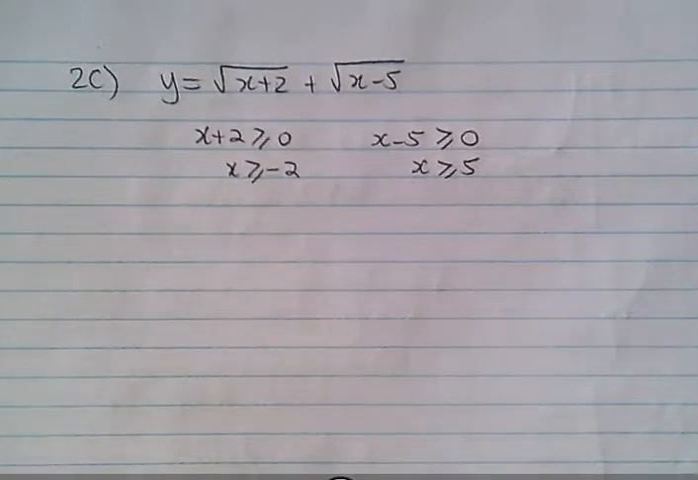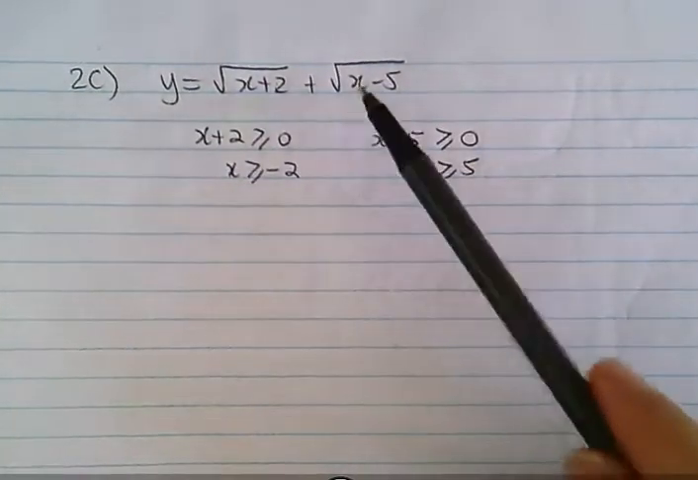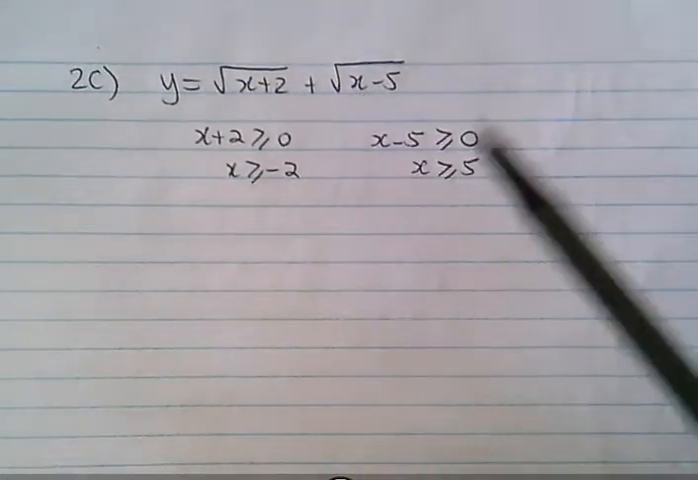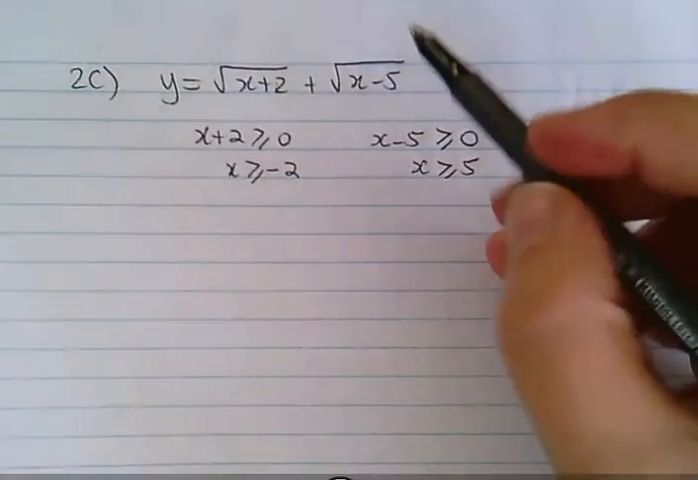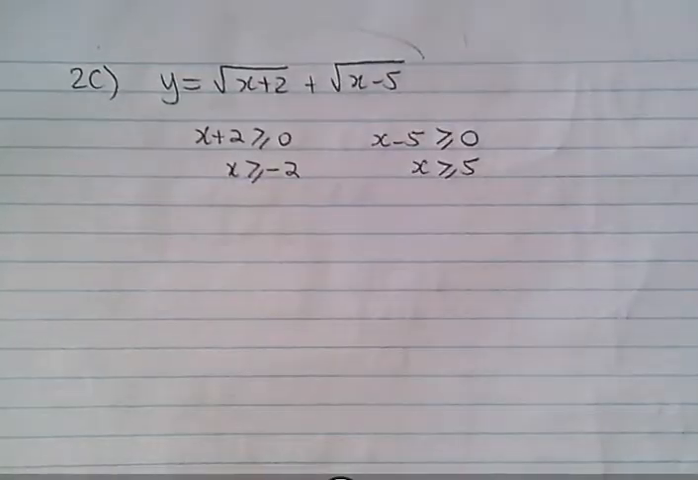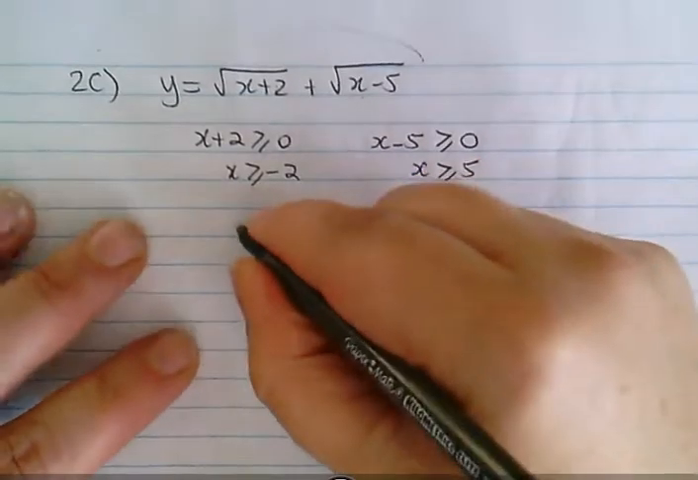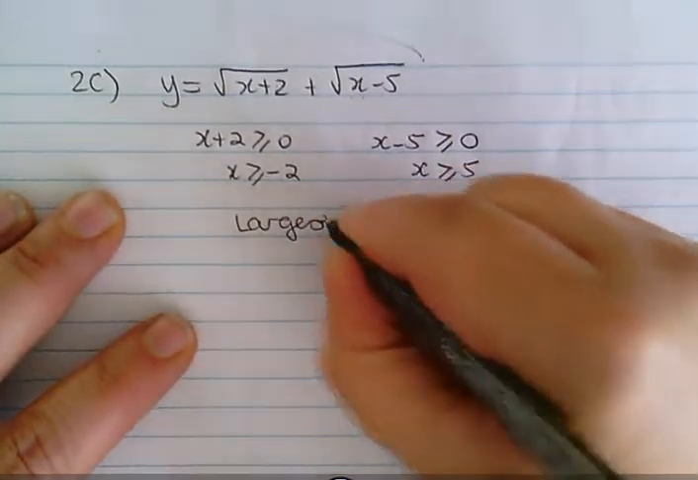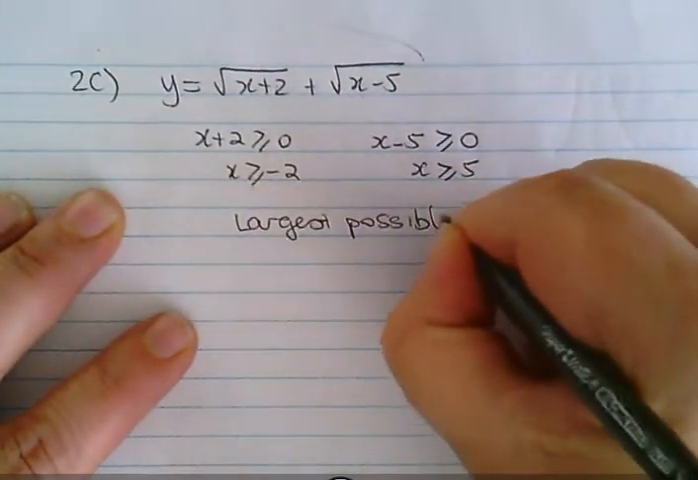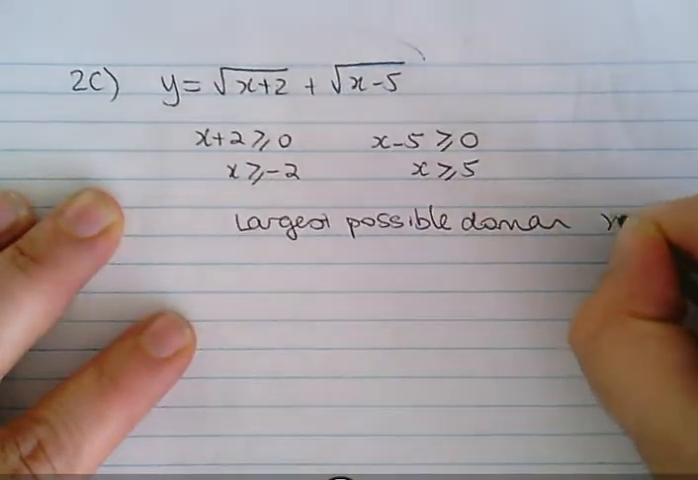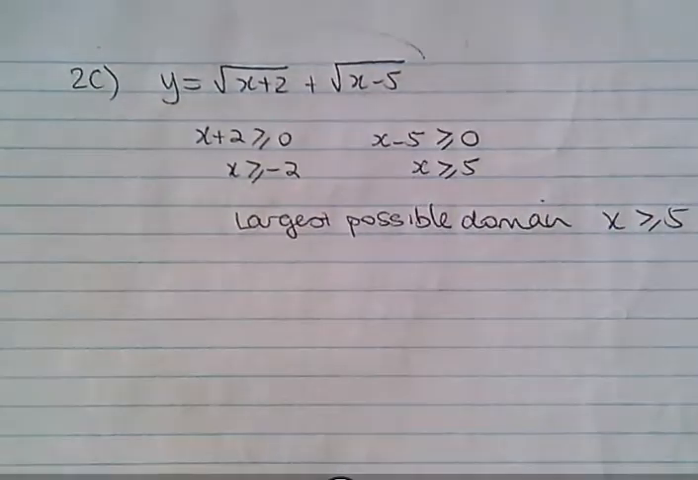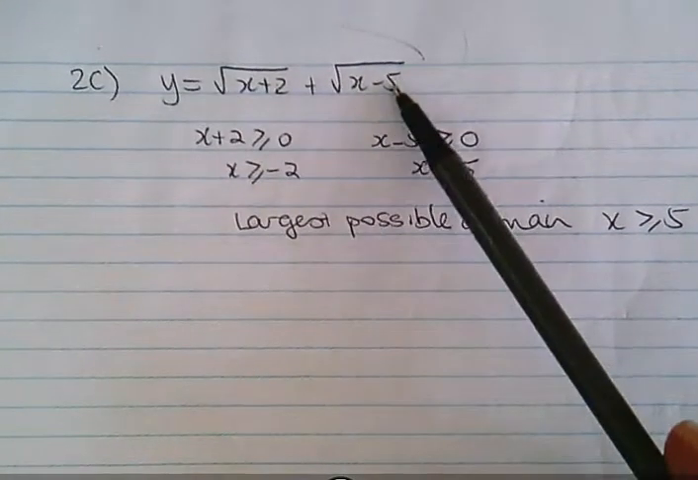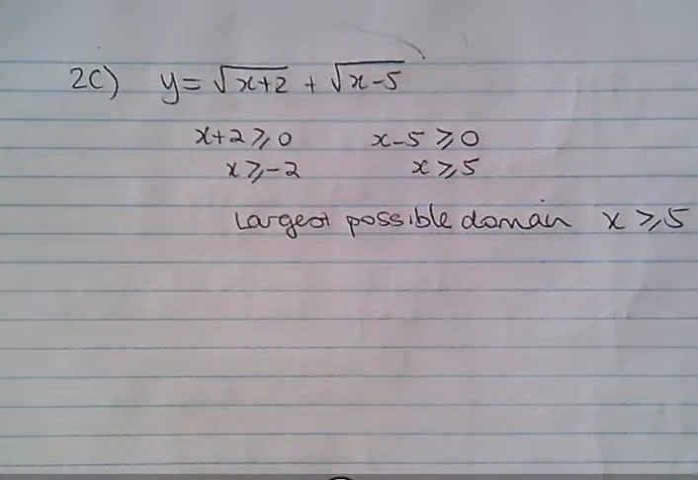No, you can't put negative 2 into this second part. So, which domain will satisfy the entire function? Yes, so the largest possible domain is x is greater than or equal to 5. It's the only domain that works for the whole function. Do you get that? x is greater than or equal to negative 2 will not work for the second part of the function. So the domain for that entire function would be x is greater than or equal to 5.